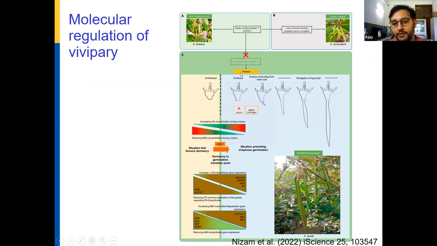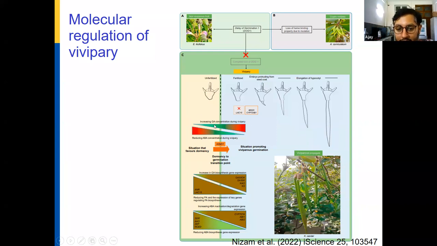It promotes viviparity. You can see there is an unfertilized ovary. When there is fertilization of the ovary, there is an embryo produced from the seed coat, and it starts increasing, and then you have a full-fledged elongated embryo or the small plant that is ready to start a new life. So this is an example of viviparous propagation. So what happens due to the loss of this DOG1?